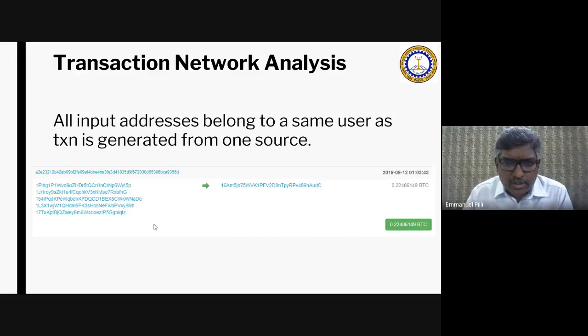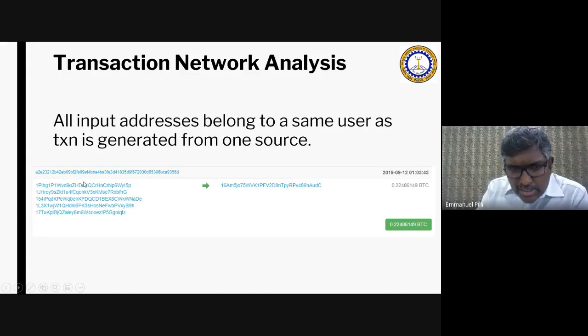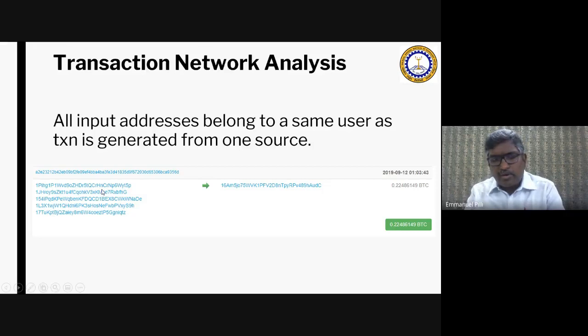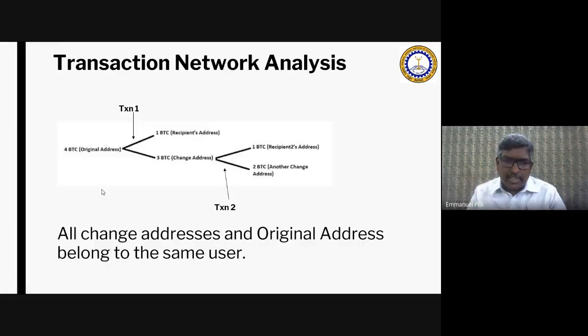So all input addresses belong to the same user, as transactions are generated from one source. Sometimes you can also understand, sir, these are all 5 addresses, but the 5 addresses are of a single person because he wants to pay and he doesn't have sufficient money in this account. So he clubs up all these 5, pulls all his accounts and makes a transaction. So you understand that these 5 belong to the same user, and he is sending to somebody else, right? So you know that next time when these addresses come up, they belong to the same user, right? These are some guesswork. So all change addresses and the original address belong to the same user. So this is how you can try to find out.